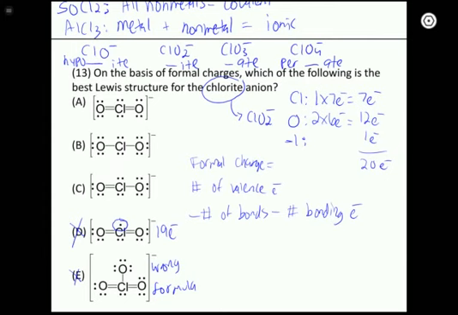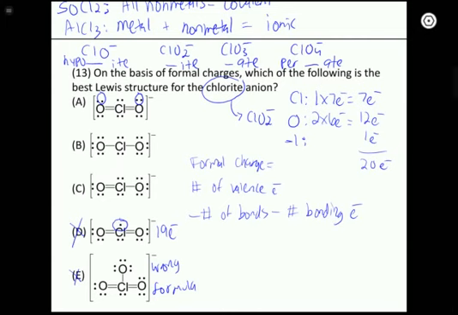So if we do it for all the atoms in this structure, this oxygen here has a double bond, so it has 2 bonds, 4 non-bonding electrons. So a total of 6 electrons are surrounding this oxygen. It brought 6 into the compound. It has a neutral atom, so that's going to be 0. This oxygen is exactly the same, so it's 0.